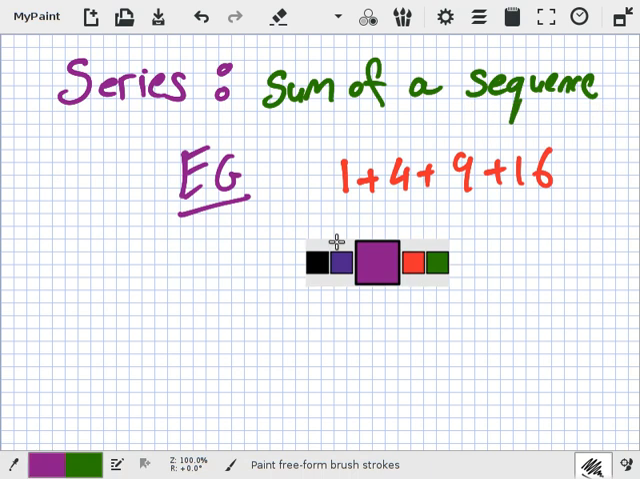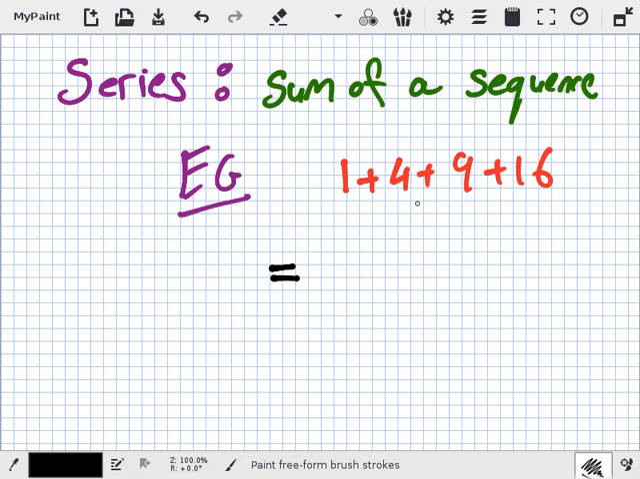Now what I want to show you this morning is some notation. So you could actually write this series as follows. This symbol here, which I'm sure people have seen before, sum. And if we think about a formula that represents this sequence, what would be the formula? Square number. So what would be the formula? N squared, yeah. And n starts at 1 and finishes at what?